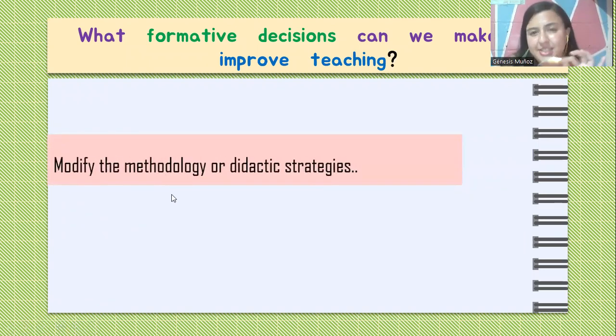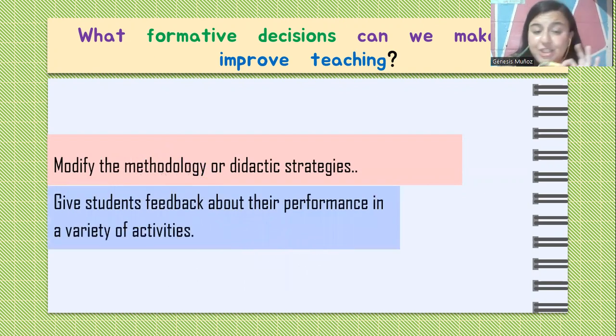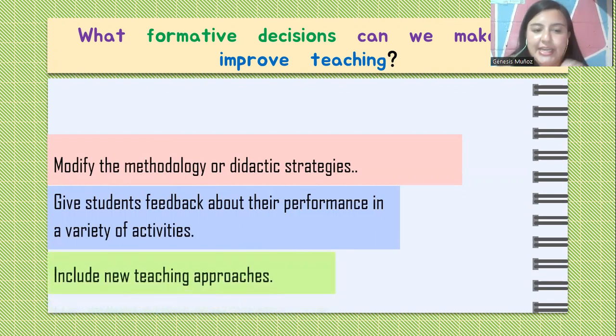What formative decisions can we make to improve teaching? We have three options. Modify the methodology or didactic strategies. Give students feedback about their performance in a variety of activities. And include new teaching approaches. The first one, modify the methodology or didactic strategies, in case the teacher believes that maybe it's the methodology or the didactic strategies that are affecting a student's learning process.